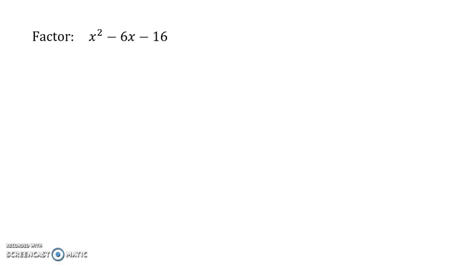Let's go ahead and take a look at a second example. This time we're going to be factoring x squared minus 6x minus 16. And we'll start the same way. We're going to list our factors of 16, which would be 1 times 16. We have 2 times 8, and we also have 4 times 4. At this time, we want to pick the pair that subtracts to give us 6. So we're going to pick the 2 and the 8.